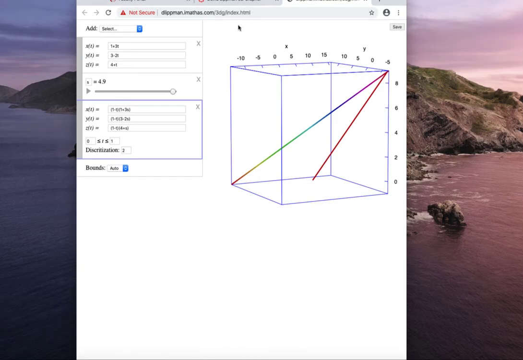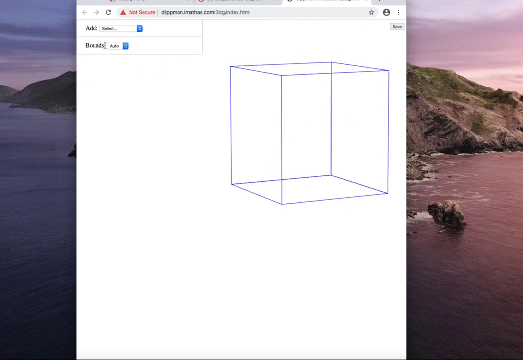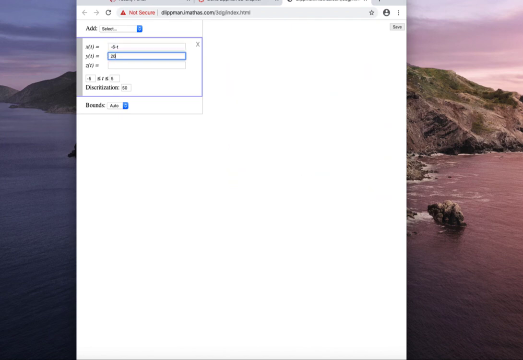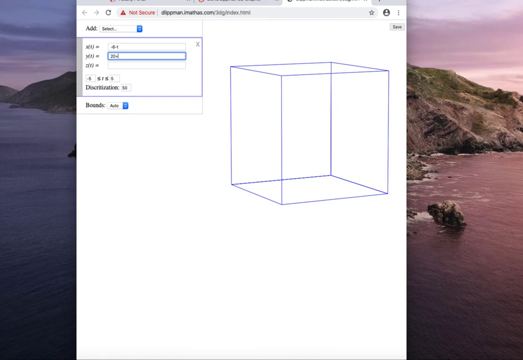All right, so I'm going to use the same program I showed you in that initial demonstration, but let me just get rid of everything and show you how this thing can work. There's all sorts of options to select. We're going to make a space curve, so I'm just going to graph the 2 lines and confirm that no, they don't quite intersect. I'm going to click space curve, r of t, and plug in the equations for x, y, and z. So -6 minus t, 20 plus 3t, and then 1 plus 2t.